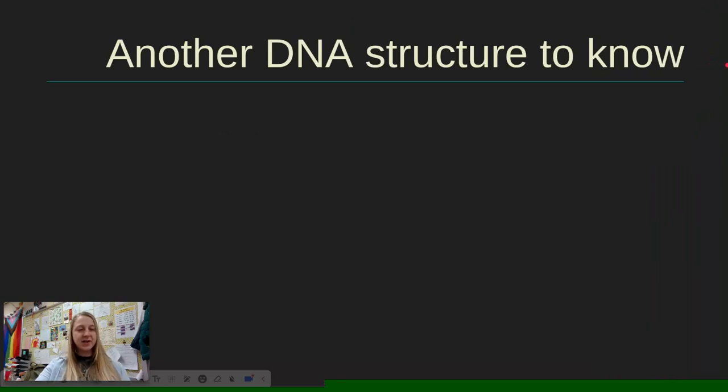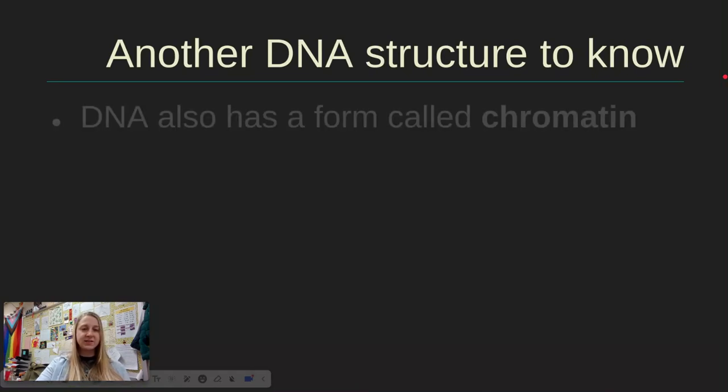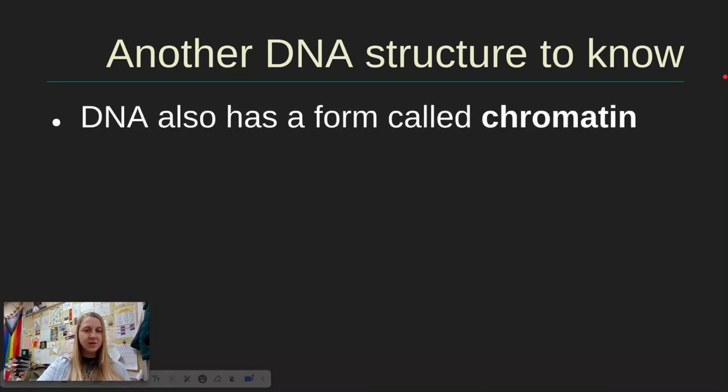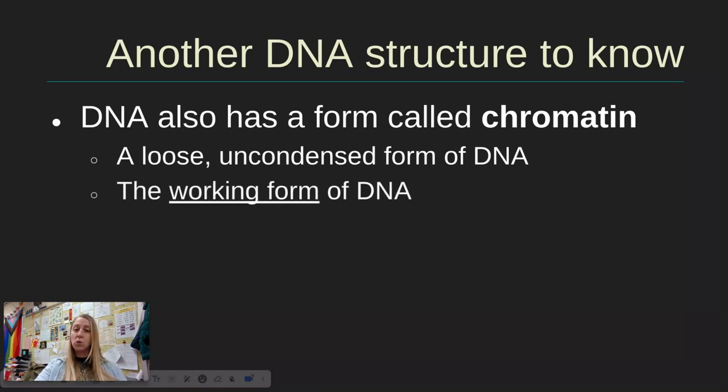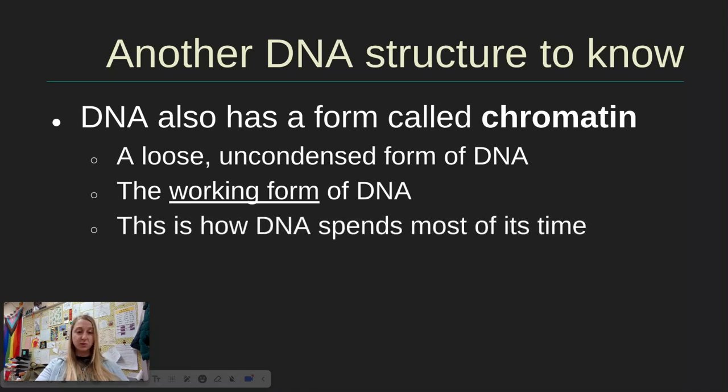Another DNA structure I need you to know, we're on the back side of the paper now. DNA also has a form called chromatin. This is a loose, uncondensed form of DNA. We call it the working form of DNA, and it's how DNA spends most of its time.